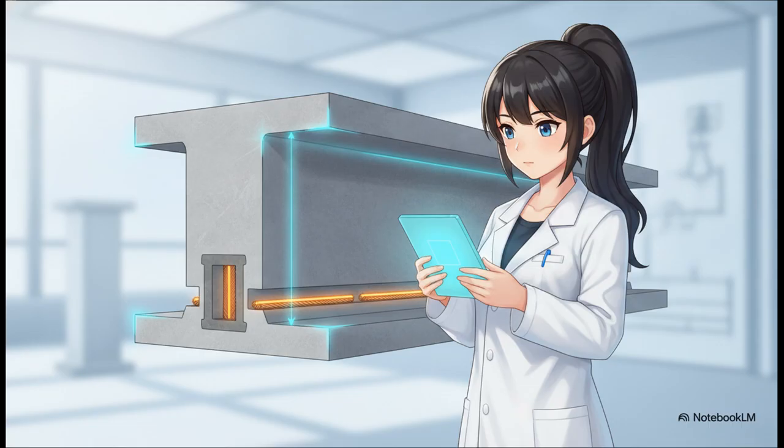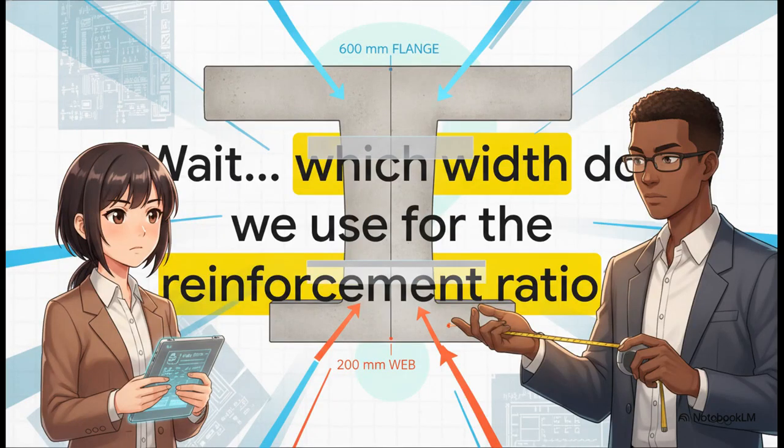After calculating our dead loads and live loads, we're looking at an ultimate design moment, our MU, of a massive 3,996 kilonewton meters. So, to check if our section can handle this massive moment, we have to calculate the effective reinforcement ratio. But we immediately hit a roadblock.